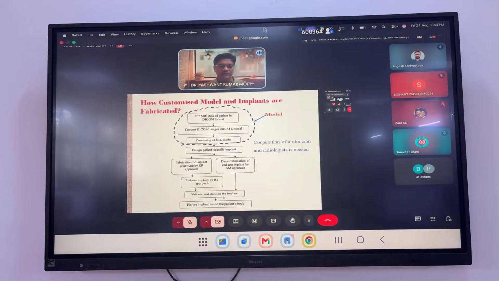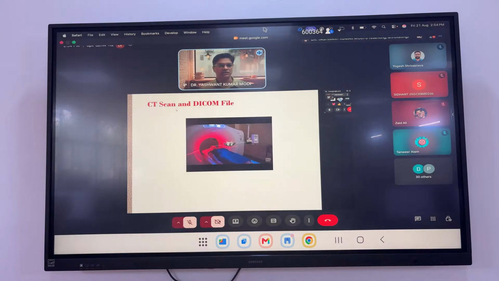And then we have to validate and sterilize the implant, and then finally we can fix that implant into the patient's body. So this is how we can create a patient-specific implant using the additive manufacturing process.